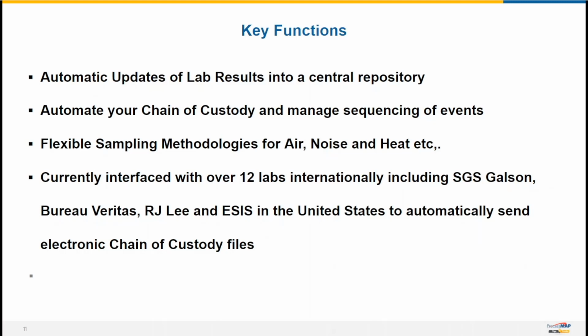The sampling process is very flexible with different methodologies for different sample types like air, noise, heat, etc. ProcessMap has currently interfaced with over 12 labs internationally, including SGS Galson, Bureau Veritas, RGLE, ESIS, and others. And we also automatically send the electronic chain of custody files to these labs directly.